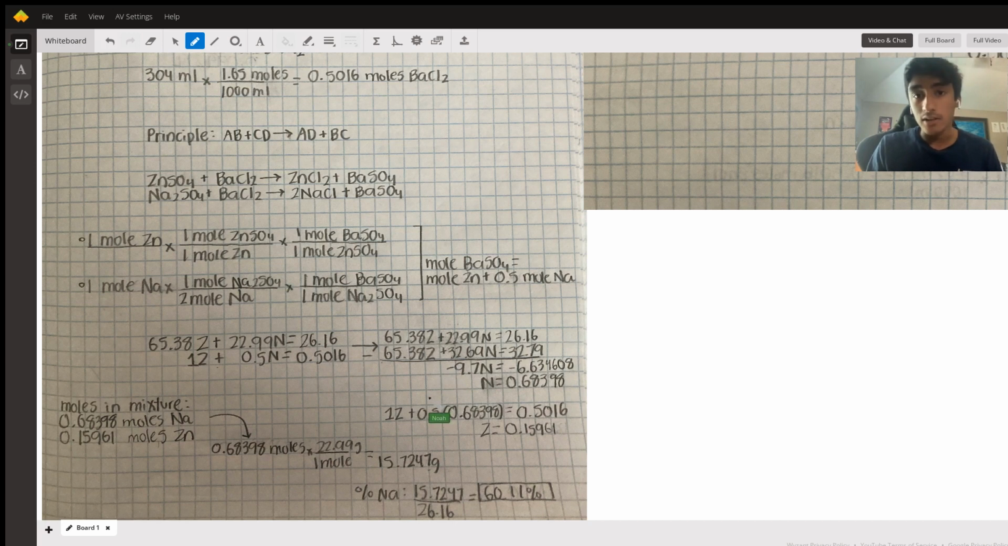And then I'm not going to go into the details, but I'm assuming you know how to solve a system of linear equations. We have that here. So we get that the moles of sodium is equal to 0.68398 moles. And then we have 0.15961 moles of zinc. And we're trying to find the mass percent of sodium, right? We take the moles of sodium, multiply it by the atomic mass, and we get 15.7247 grams. We divide that by 26.16 and then multiply by 100, of course, to get 60.11% of the original mixture contained sodium. And if we plug these two molar values back into our formulas, we will get the mass of the mixture and we will get the total amount of barium sulfate in moles.